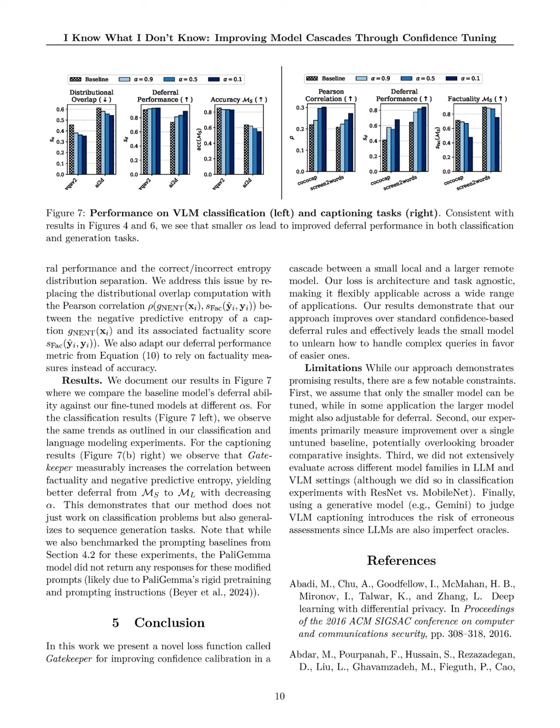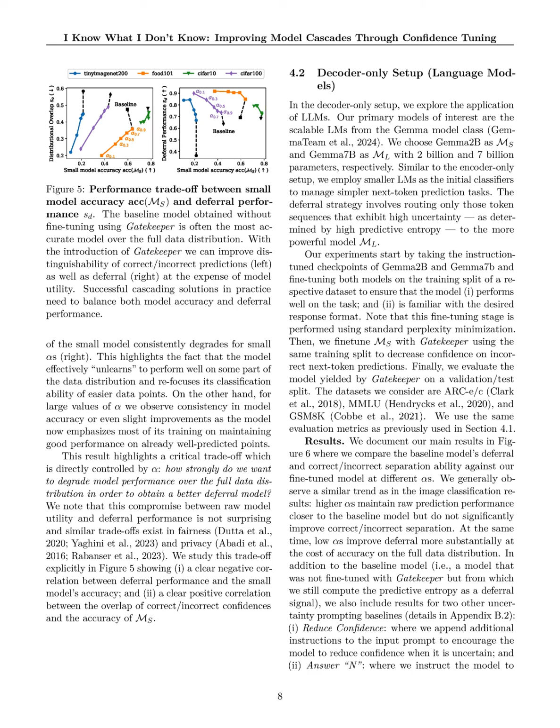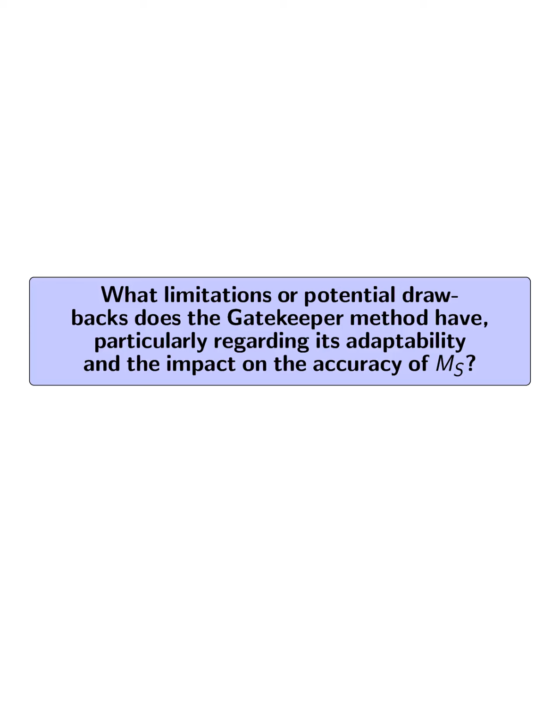Benchmarking strategies involved comparing the performance of models trained with the Gatekeeper loss against untuned baselines, assessing their ability to separate correct from incorrect predictions, and measuring the correlation between factuality scores and negative predictive entropy in captioning tasks. The results consistently showed that models trained with Gatekeeper outperformed their untuned counterparts, demonstrating significant improvements in deferral performance and confidence calibration.